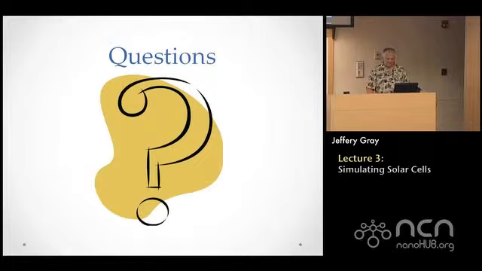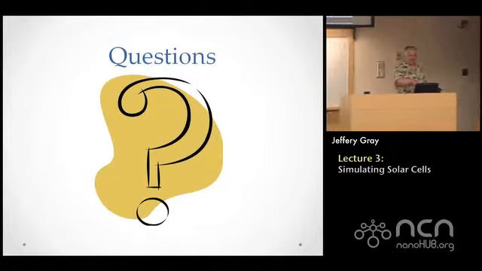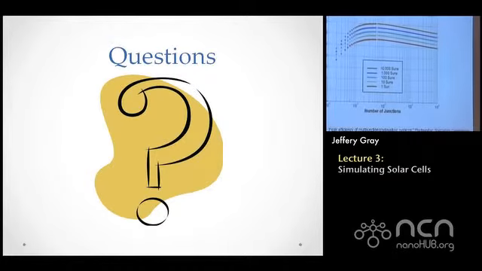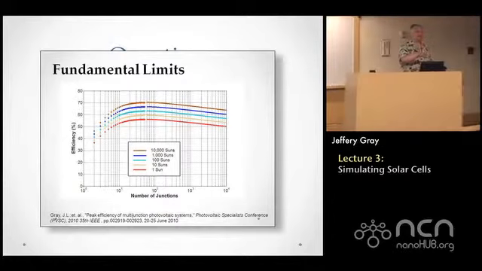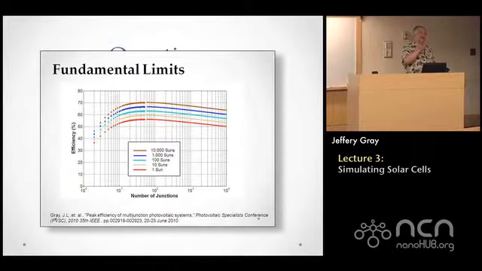And let me go back to this graph. In this particular graph, I show number of junctions, but in each case, the band gaps of those junctions were picked to be the ideal band gaps to give you the maximum efficiency for that number of junctions. So it is very sensitive. And it turns out that if you put them in series, it gets very sensitive to the operating condition because you've got to be exactly matched.